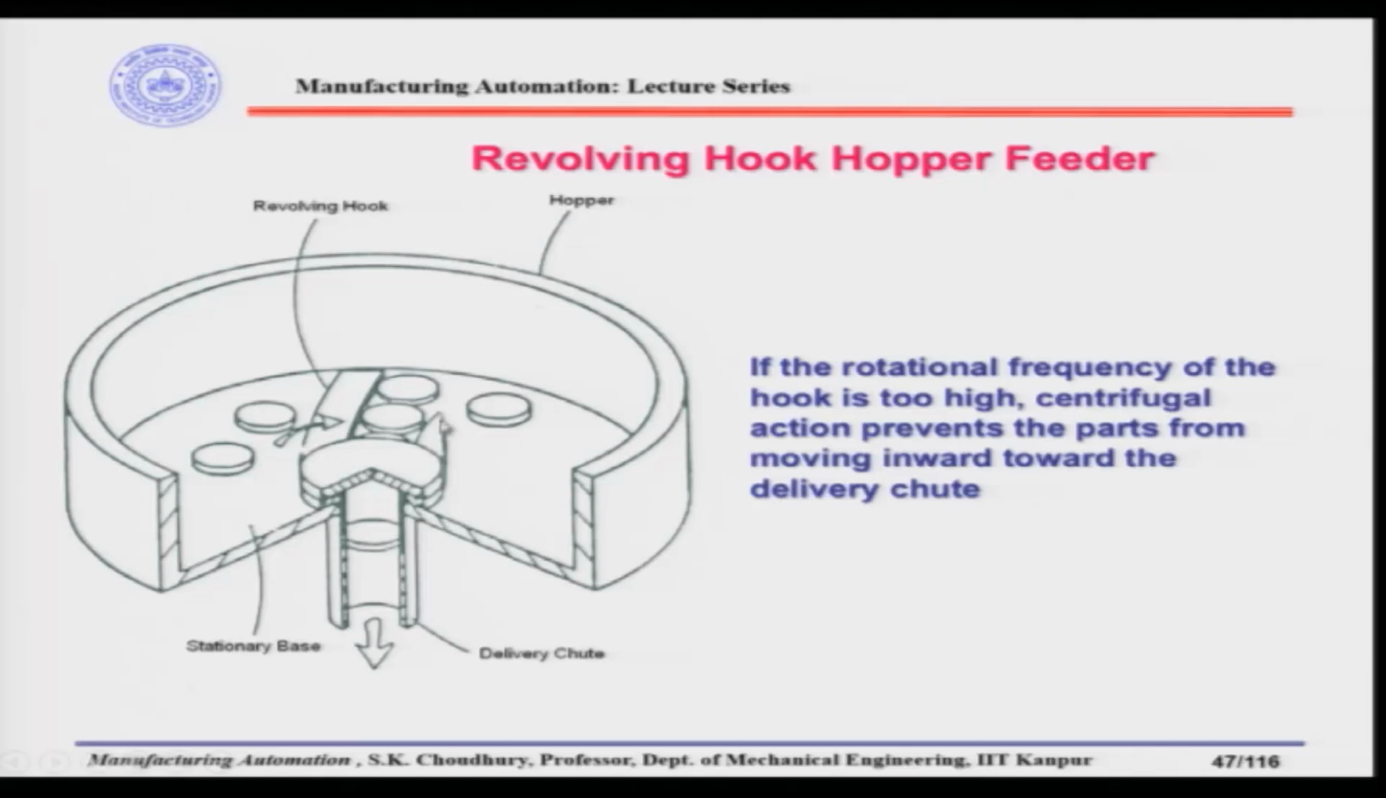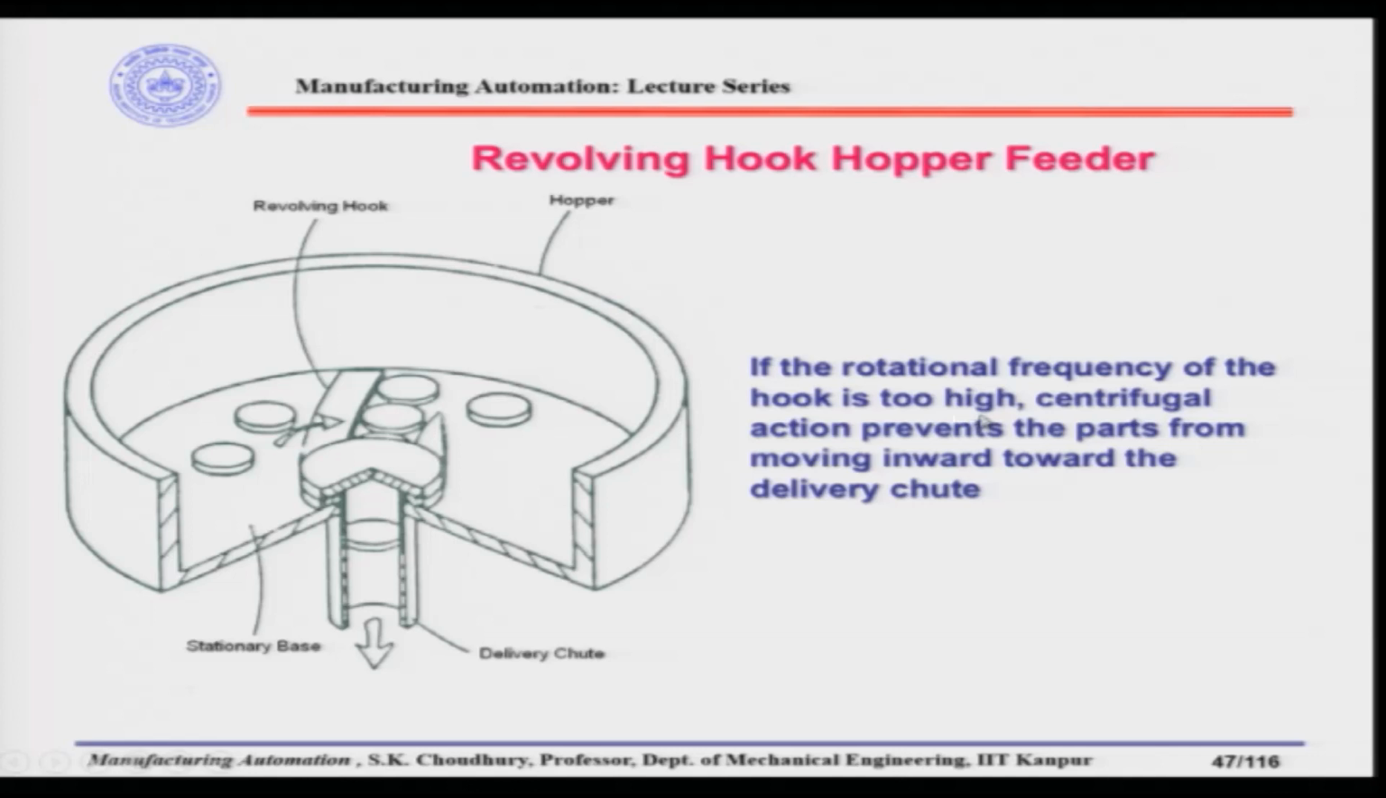Now, there are two more things here. One is this support, which supports the parts and directs them to the delivery chute. The second is the disc here, which is stationary. This stationary disc prevents more than one part from coming to the delivery chute if they are stacked over each other. If the rotational frequency of the hook is too high, once again the centrifugal action prevents the parts from moving inward towards the delivery chute, as I said earlier.